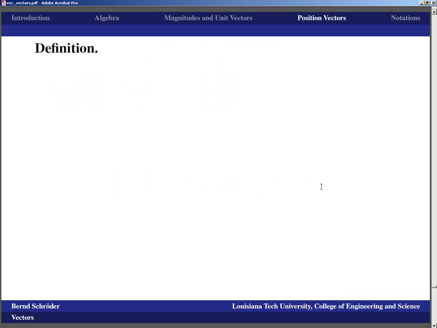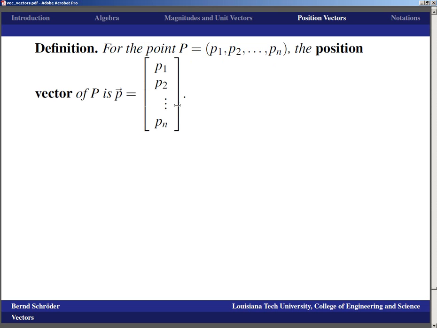All right, position vectors. For the point p equals (p1, ..., pn), the position vector of p is just p1 through pn as a column, so there is not much of a difference between points and position vectors. In fact, the difference is more of a formal one. We haven't defined arithmetic for points, we have defined arithmetic for vectors.